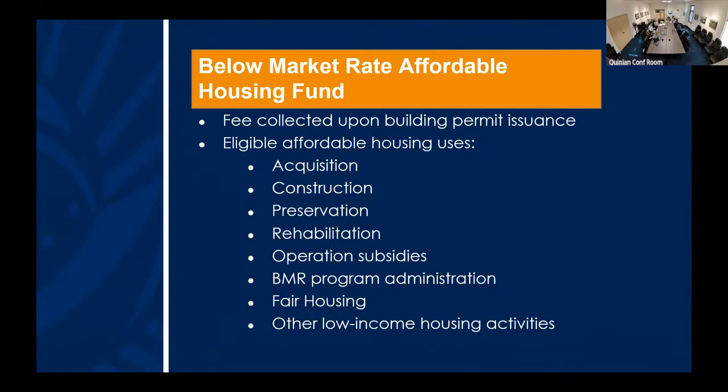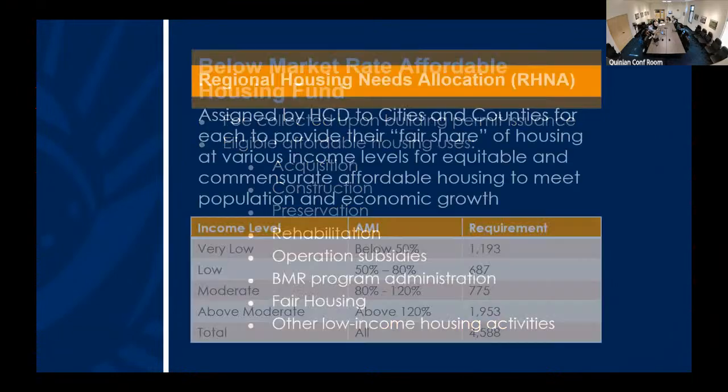Fair housing, this is about enforcement and prevention of housing discrimination, right? Housing discrimination based on things like race, ethnicity, sex, religion, religious identity, sexual identity, things like that. Then finally, other low income housing activities. This one is intentionally vague, but the idea is that anything that can help prevent homelessness, even though we don't typically use this fund for that, we can. It's also enumerated in one of the eligible uses.